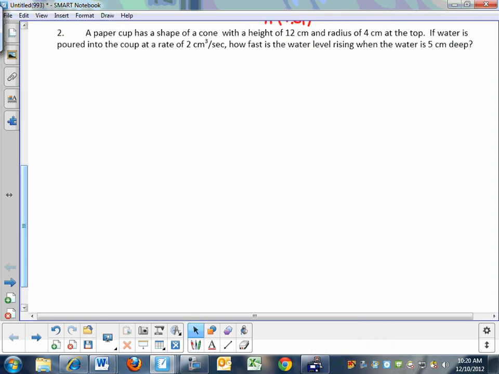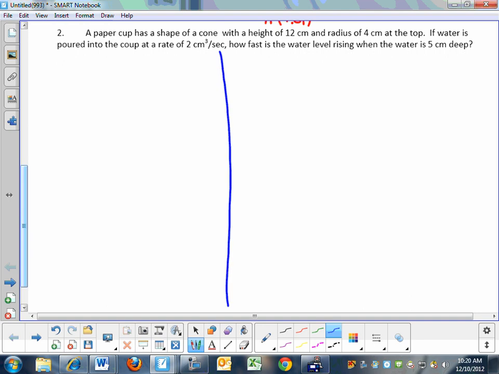Number 2. So if you get a sphere, if you get a circle, that's how you set it up. Here's a cone type problem. Problem recognition. Model, formulas, plan, solve.